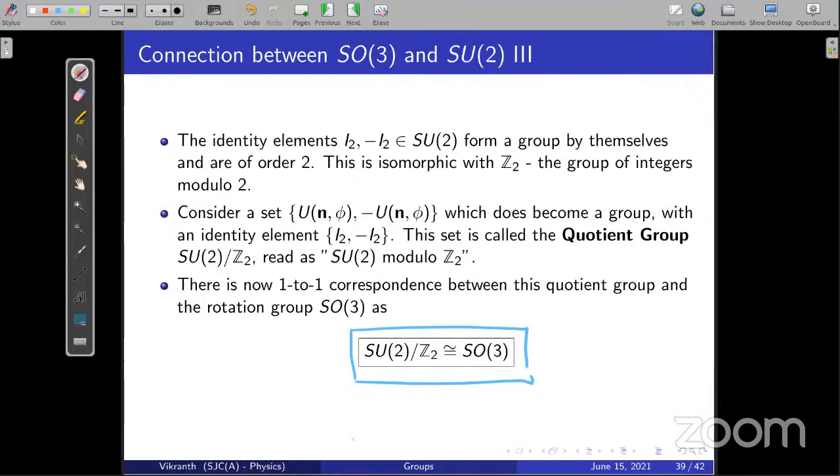Again, isomorphism is a concept that comes after homomorphism. I won't be getting into the details of that. But what are the consequences of this, right? Why do we have to worry about this correspondence between SO3, SU2, and so on?